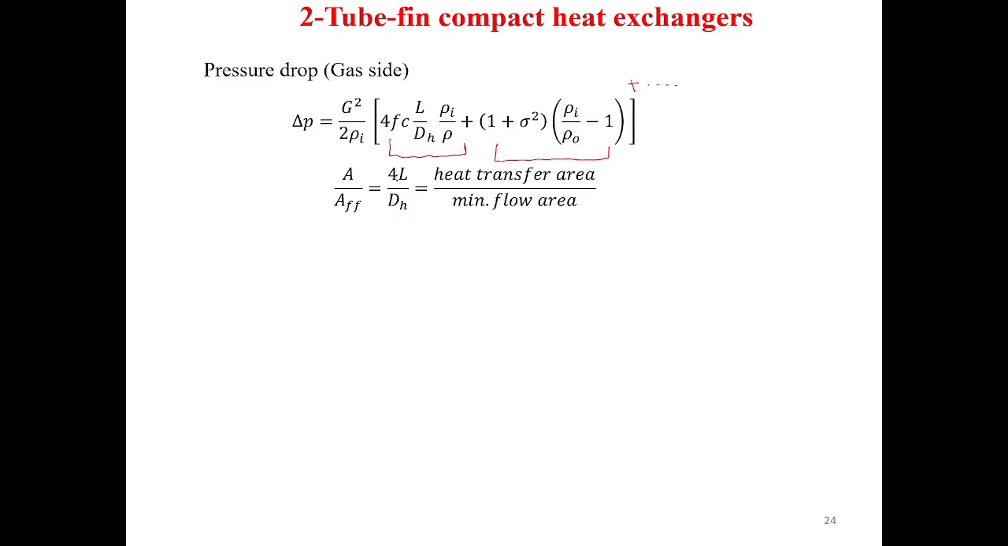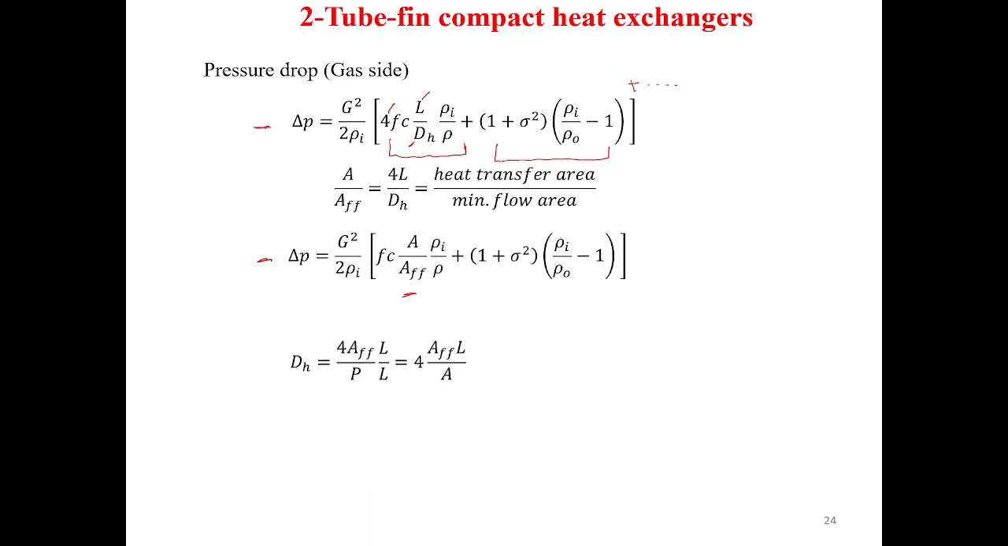We have seen that using the definition of the hydraulic diameter as 4 multiplied by the minimum area divided by the perimeter, you can get this relation between heat transfer area and the hydraulic diameter. So the heat transfer area divided by the minimum flow area equals 4L divided by dH. So you can actually take 4 times L divided by dH and substitute with A over AF. This is what has been done for these two equations, from the above equation to the second equation.